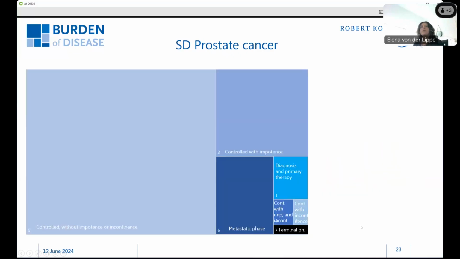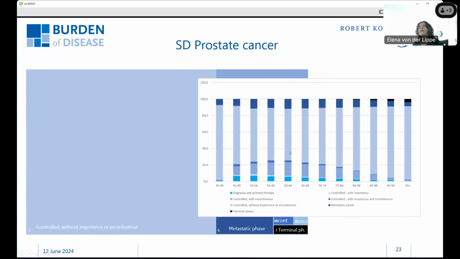And so just to show for the prostate, we have a little bit more categories for the controlled phase. So the biggest one is luckily without impotence and incontinence, but we still have a big proportion with impotence, with incontinence, or with both. So we have differentiated this, and this also shows the same pattern here. We start the observation above 40, so the ages here are a little bit shifted, but we also have in this middle age a little bit more complicated cases like with incontinence or metastatic.